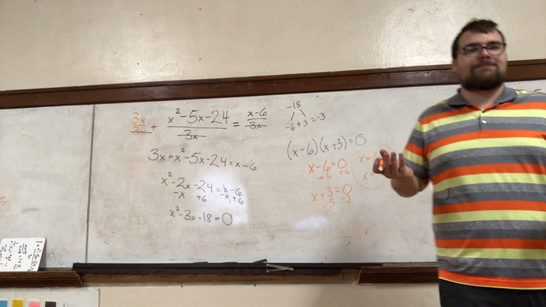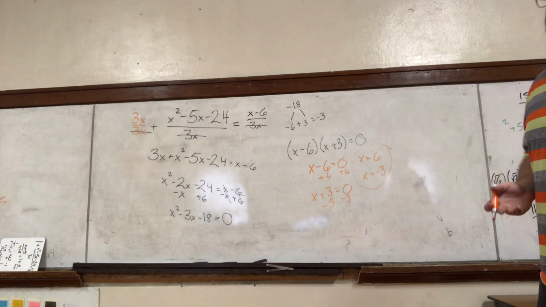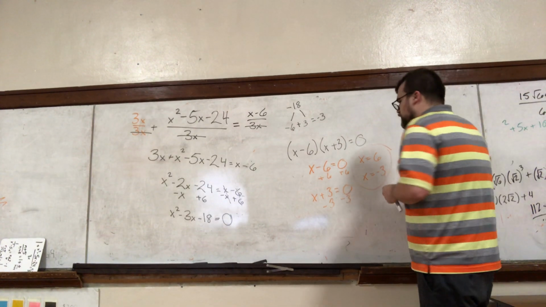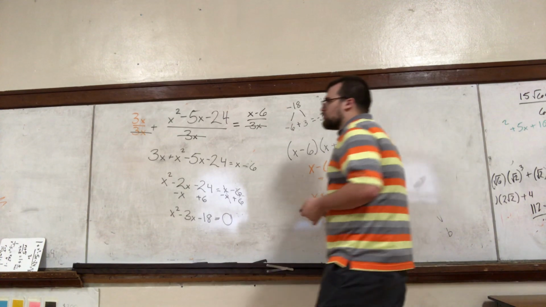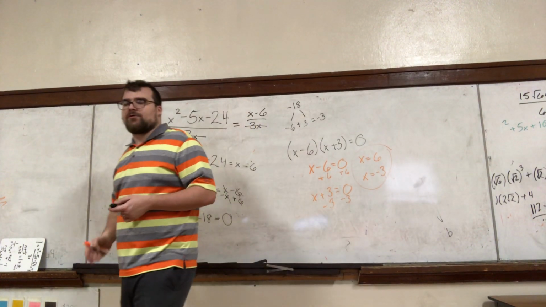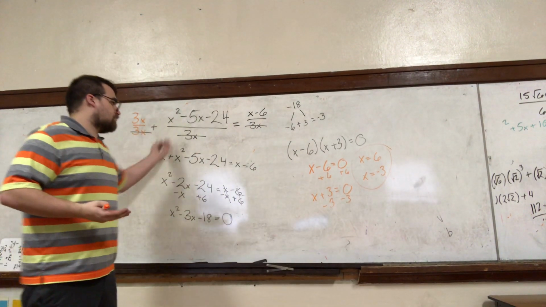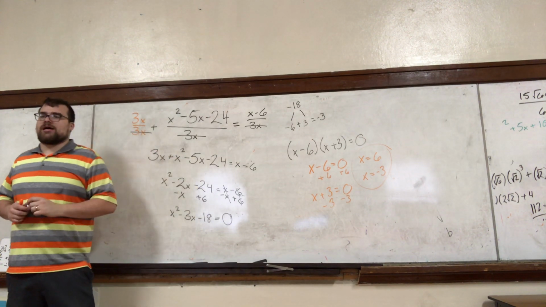And yes, we can just flip the signs if it's a binomial that just says x plus or minus something. So we have our answer of 6 and negative 3. If we went back to the original equation and plugged either of those in for x, we would get an equivalent answer on both sides.